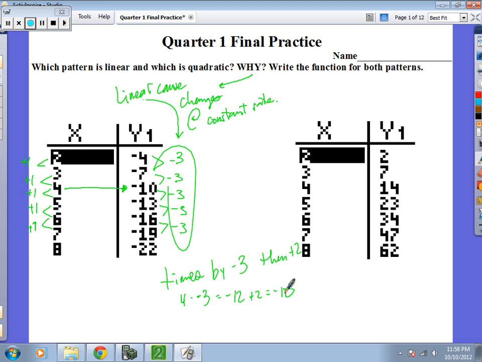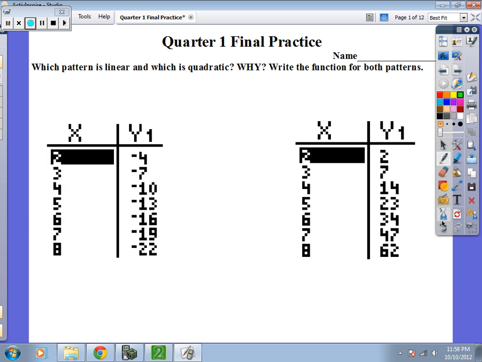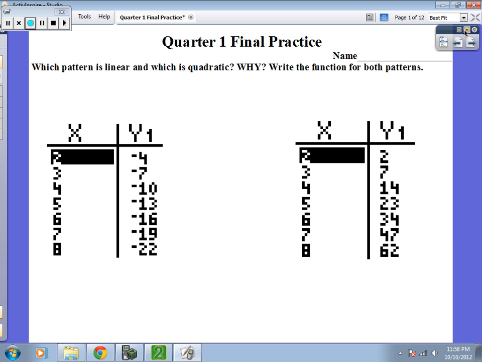So let's test another pair. Let's test 6. 6 times -3 equals -18 plus 2 is -16. And that's where I need to end up. So I'm solid. I feel pretty comfortable. I hand it in and move on.